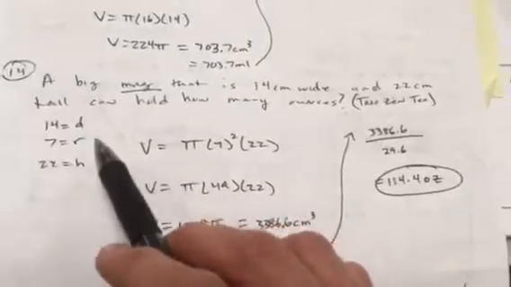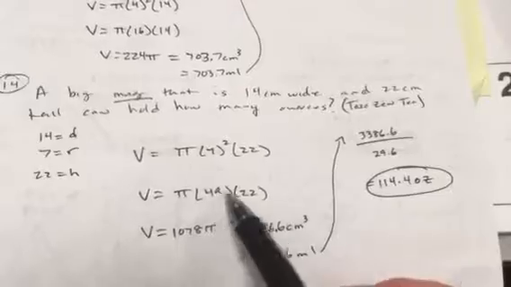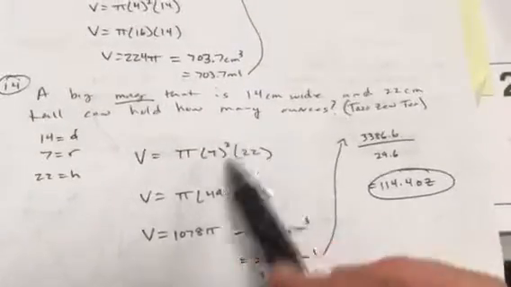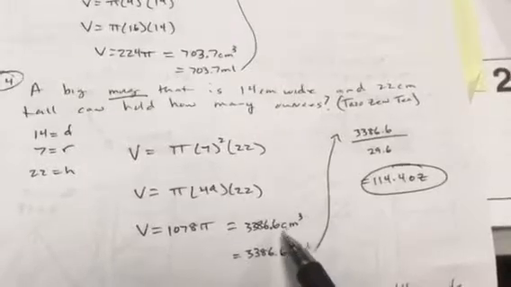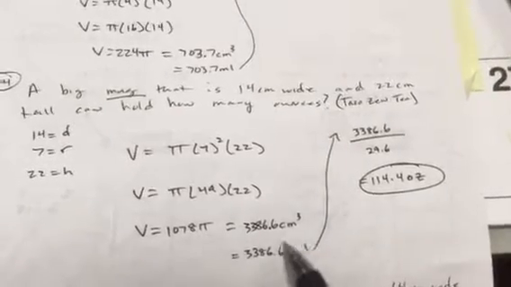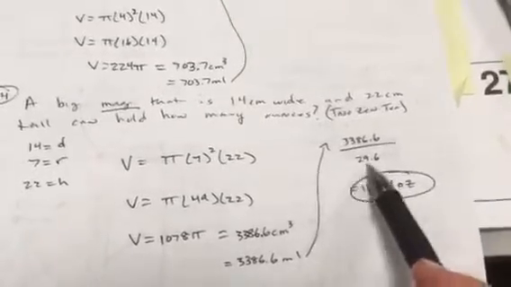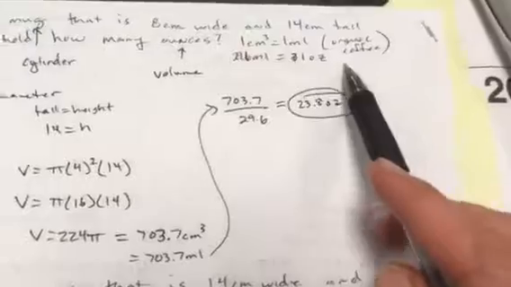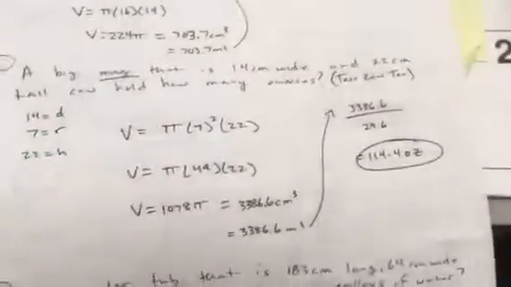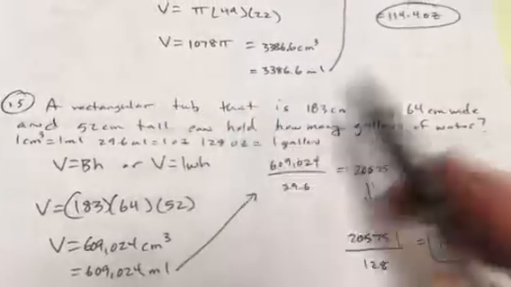A big mug, we're talking about a bigger cylinder here, 14 centimeters wide. The diameter is 14. The radius is 7. The height is 22. 49 times 22, because you're going to square 7, gives you this many pi. Type that in your calc using pi, and you get this many milliliters, because 1 cc is a milliliter. Divided by 29.6. This one's brought to you by Tazo's Tea. The previous one by Quality Coffee. You got 114.4 ounces.